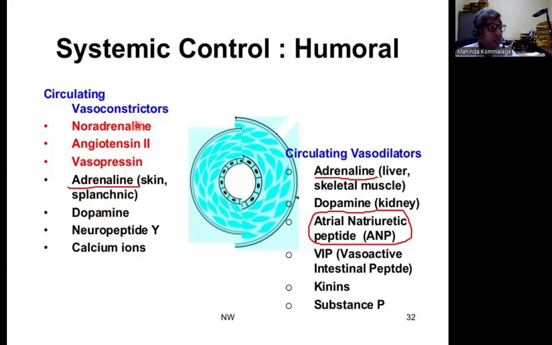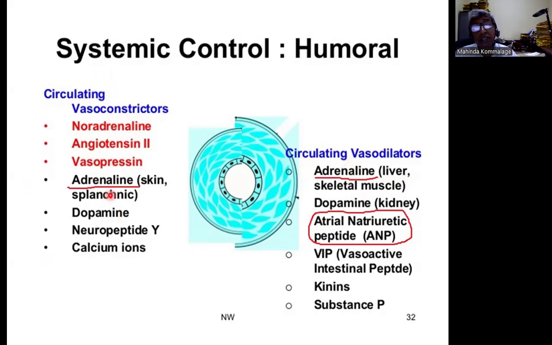You might see this as a big list, but you will learn these hormones in other places also, so don't worry. Angiotensin, you will learn in renal physiology. Vasopressin, you will learn in endocrine as ADH. Adrenaline, again, in some other places. So these are vasoconstrictors. Among vasodilators, adrenaline in some places will act as a vasodilator, in skeletal muscles and liver.